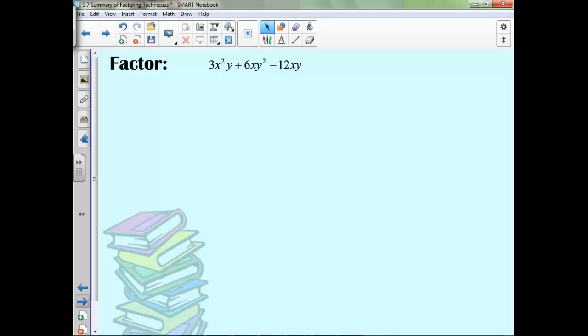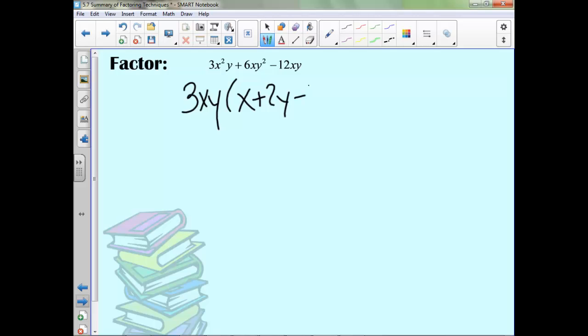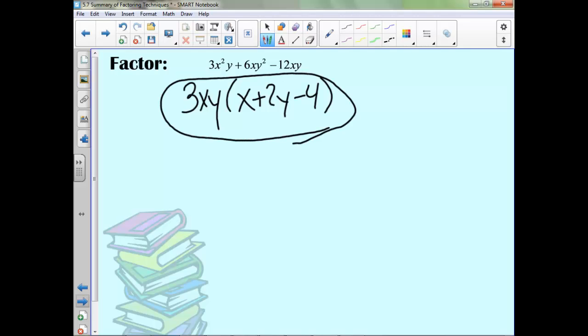On this one, notice we can still factor out a 3xy. We're left with x plus 2y minus 4. Now notice the x nor the y have a squared. There's nothing else we can do with it. This is our answer.